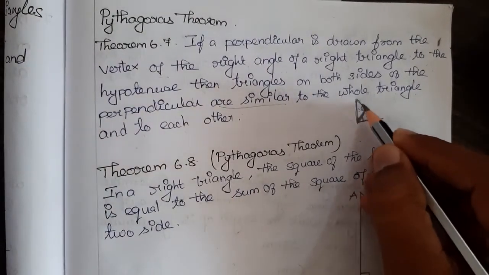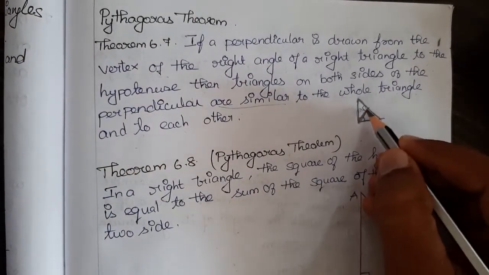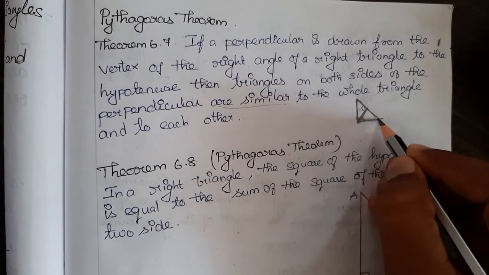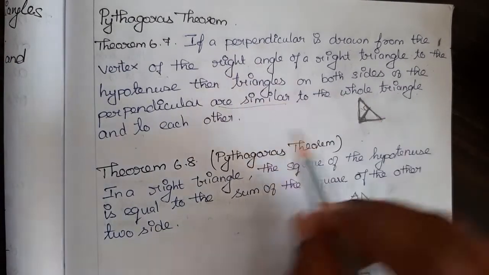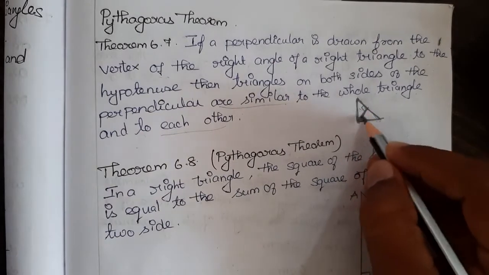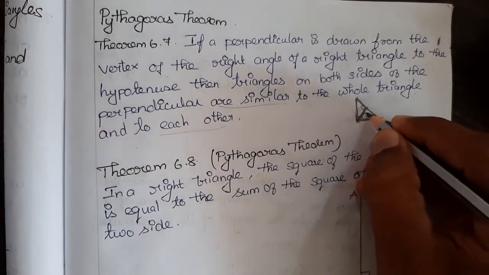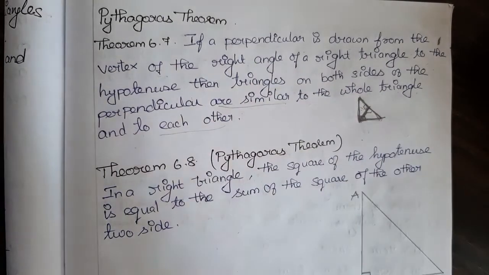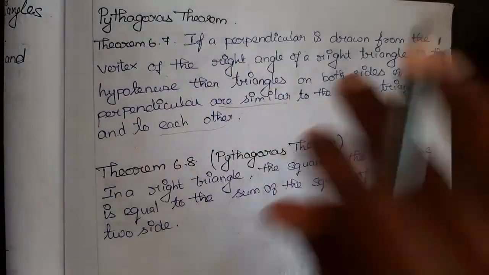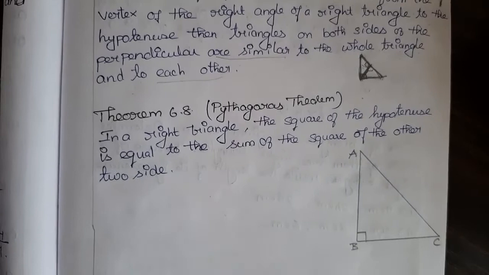So this small triangle is similar to this big triangle, and this second small triangle is also similar to this big triangle and is also similar to each other. These two small triangles are also similar to each other. This we can prove by the similarity criterion we already did in the previous exercise. So the proof is left up to you.